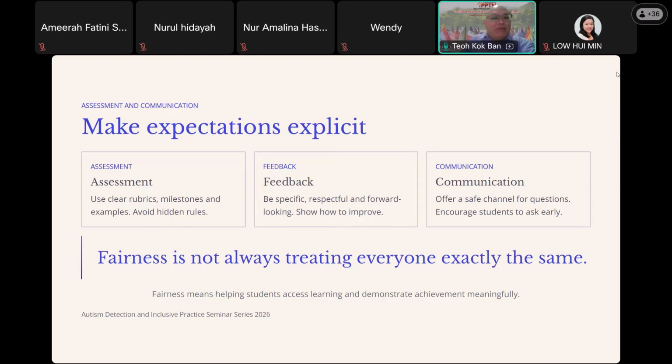So the standard can remain consistent even when the pathway or support are not identical. So the standard is still there, but the pathway to pursue the standard could be very creative.